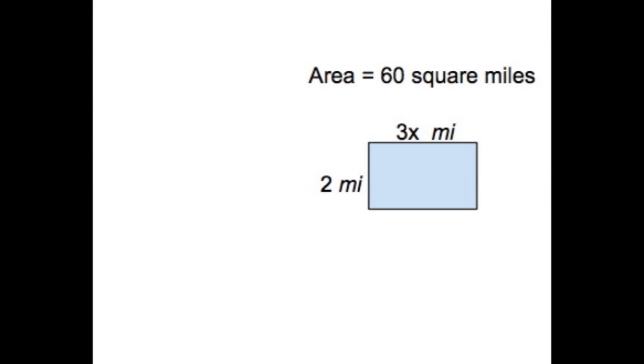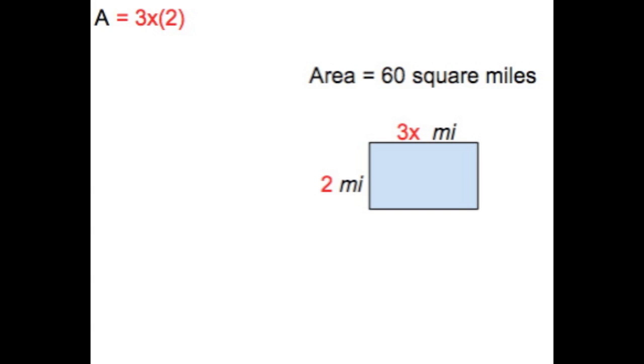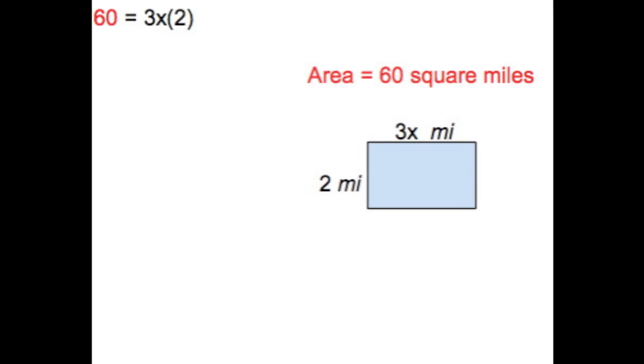When given the area of a rectangle, we can determine x, all of the side lengths, and the perimeter as well. Again, the area of a rectangle is area equals length times width. The length and width are 3x and 2, so our area should equal 3x times 2. And our area is 60. So 60 equals 3x times 2. Now we can solve for x.